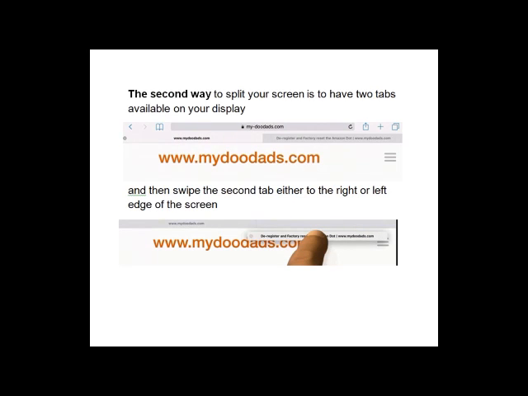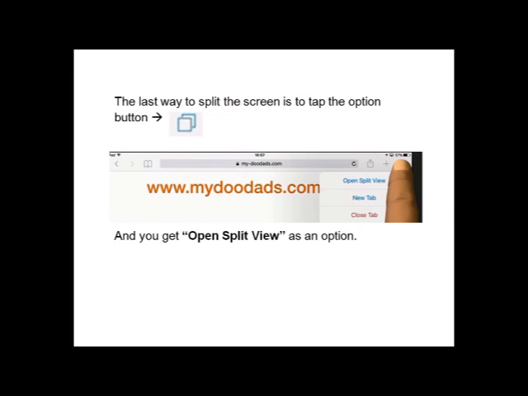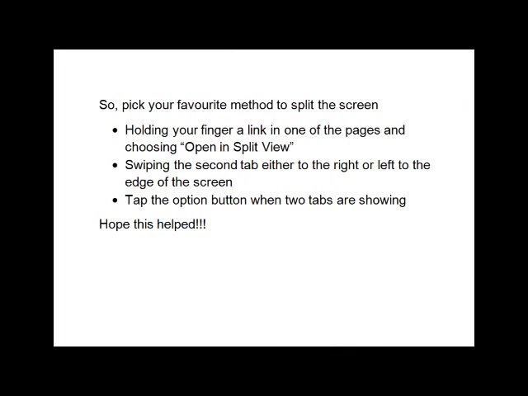Second way to split the screen is to swipe the second tab either to the right or to the left of the end of the screen. There are 2 tabs open. The last way is to open a blank new screen. You can do this by simply touching the Option button in the top right corner, and it will open up a second screen, usually just blank. You can use your favorites.